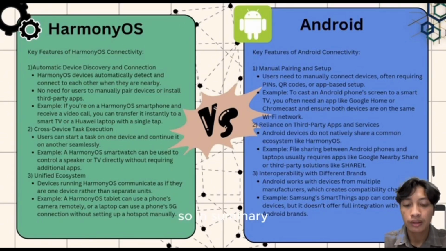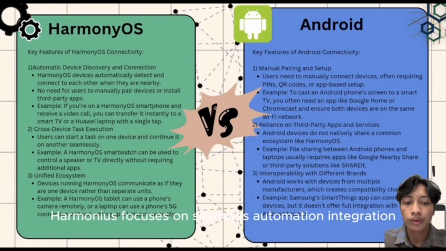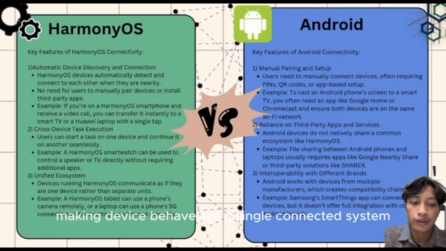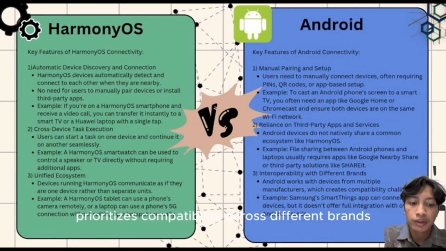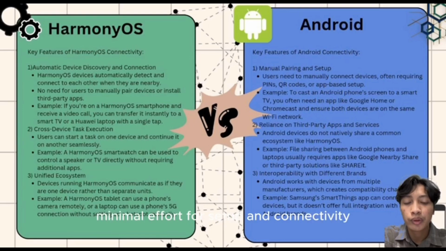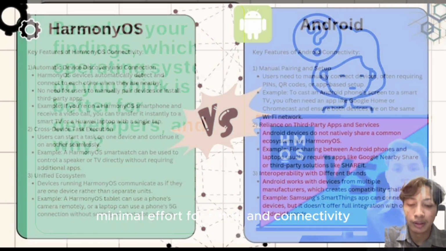So in summary, HarmonyOS focuses on seamless automatic integration, making devices behave like a single connected system. Android, on the other hand, prioritizes compatibility across different brands, but requires more manual effort for setup and connectivity.